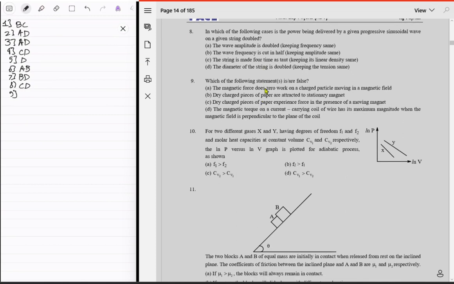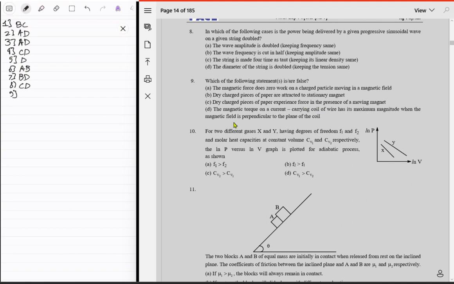Which of the following statements is or is not false? The magnetic force does zero work on a charged particle moving in a magnetic field. Yes, that's right. Dry charged pieces of paper are attracted to a stationary magnet. No, that never happens. They have to be moving or something. Dry charged pieces of paper experience force in the presence of a moving magnet.